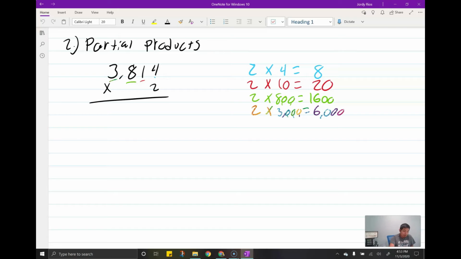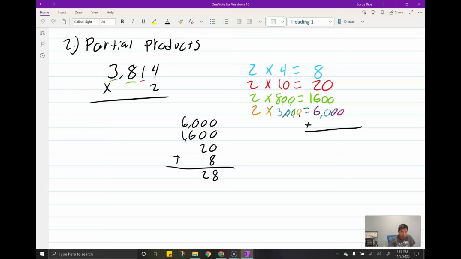Okay? Now all I have to do is just go ahead and add all these numbers up. But I'm going to organize it just a little bit, okay? So I'm going to put 6,000 here. Then I'm going to put 1,600. Then I'm going to put 20, and then I'm going to put 8. Okay, 0 plus 0 plus 0 plus 8. Good, 8. 0, 0 plus 2.